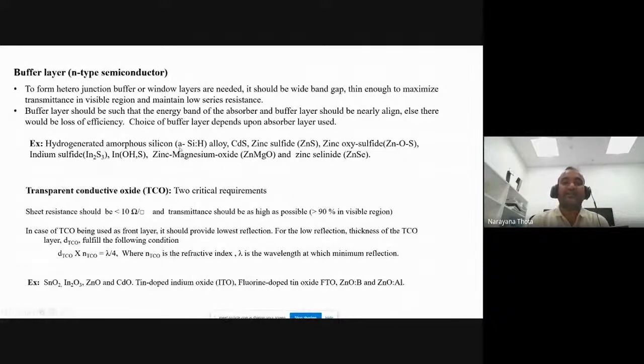So, based on the absorber material, we have to select its suitable n-type material. For amorphous silicon, we have to select hydrogen-doped amorphous silicon.